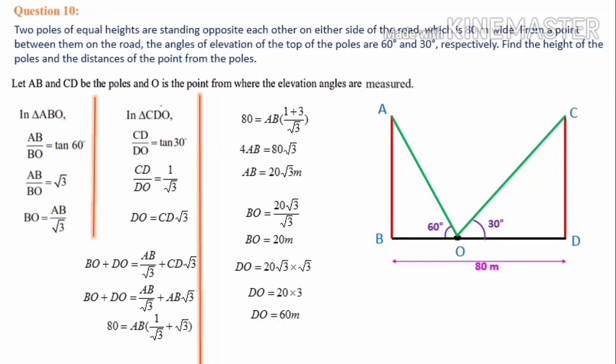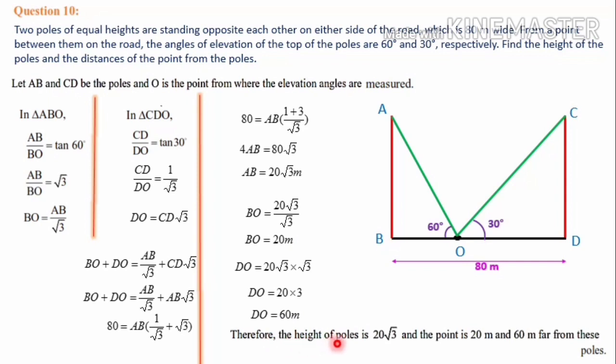We have calculated all the required values. So let's write the conclusion. Therefore, the height of the pole is 20 root 3 and the point is 20 meter and 60 meter from the poles. So distance of the point O from B is BO, that is 20 meter, and distance of the point O from the point D is DO, that is 60 meters.